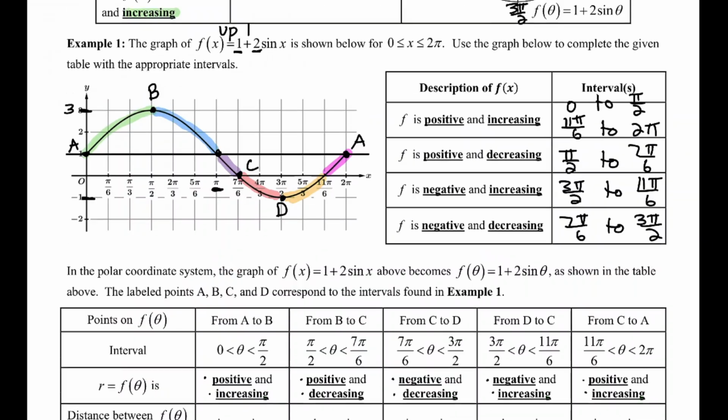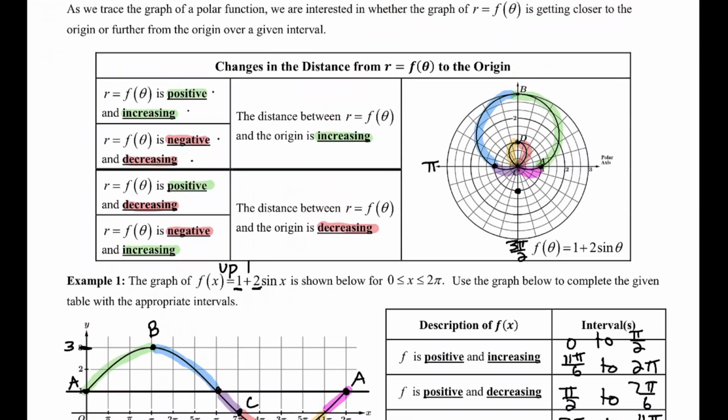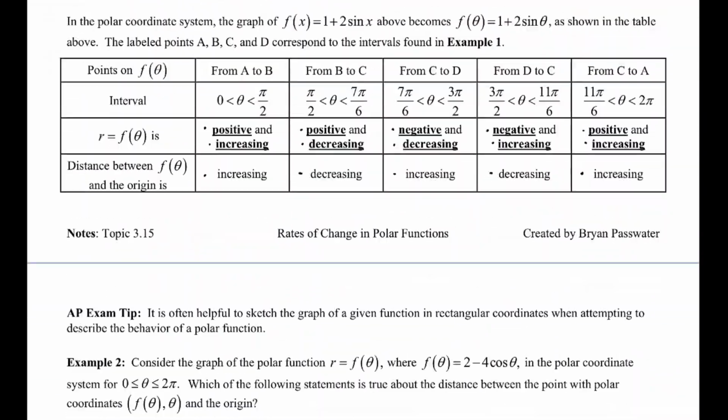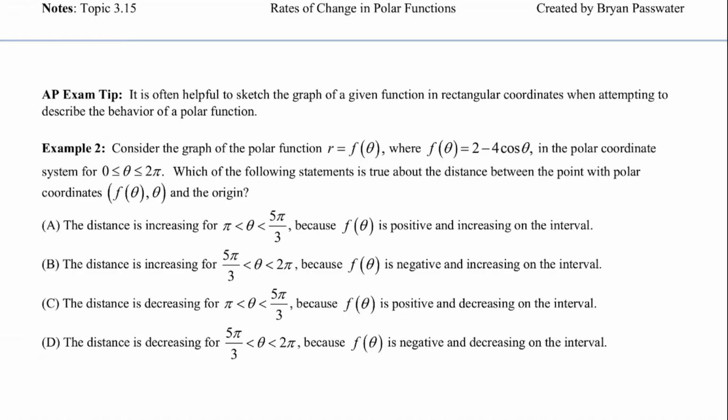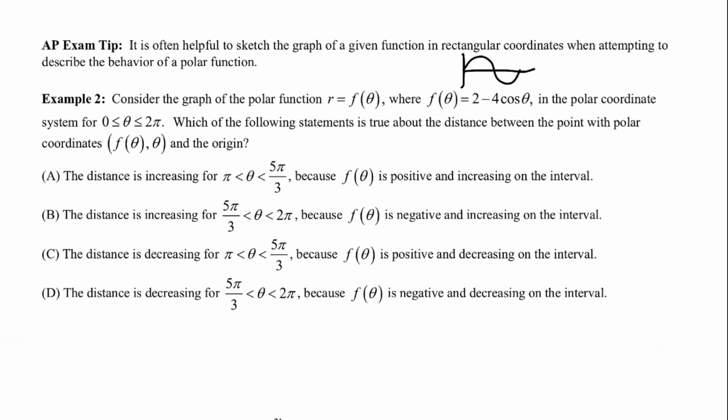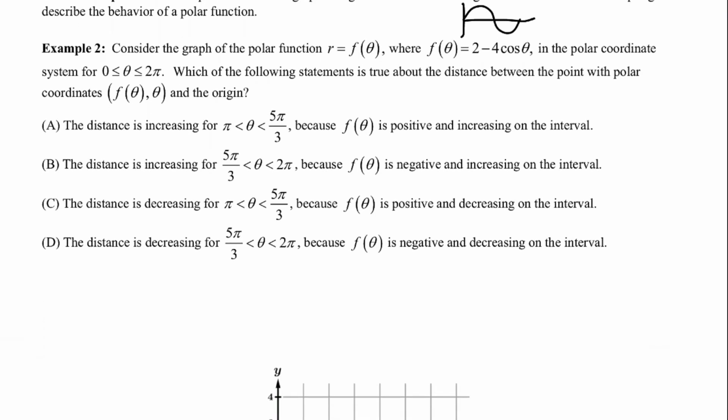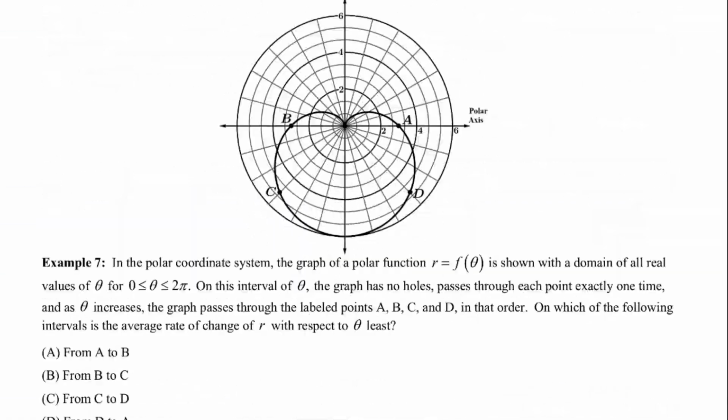Now again, they're only going to give you multiple choice questions on this, so you'll never have to write this stuff out, but they might ask about this kind of stuff. So again, it's often helpful to sketch a graph of the given function in rectangular coordinates. That's drawing one of these graphs and thinking about what's happening as we describe the behavior. We're going to go through examples 2 and 3 today, and then we'll probably finish the rest on Monday.